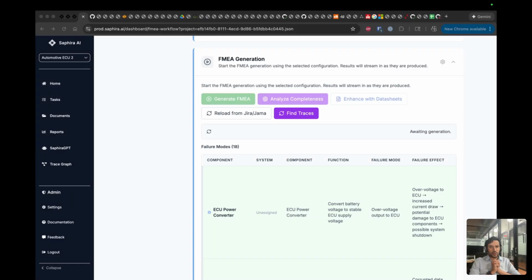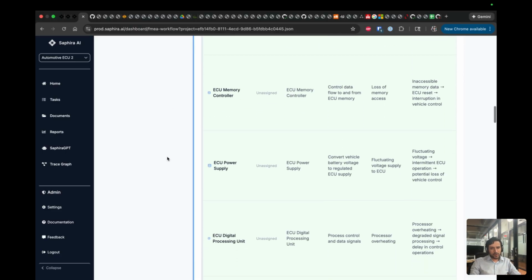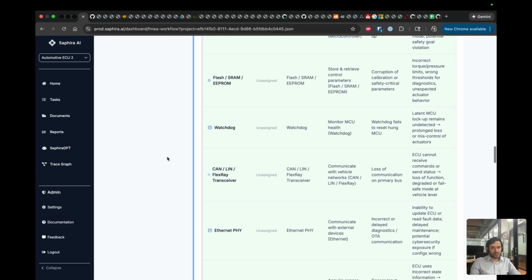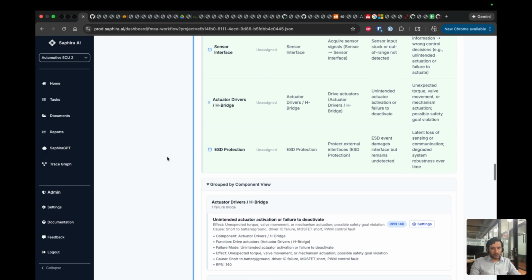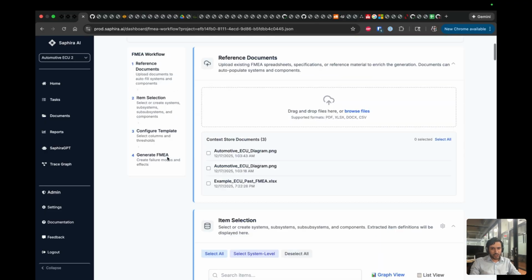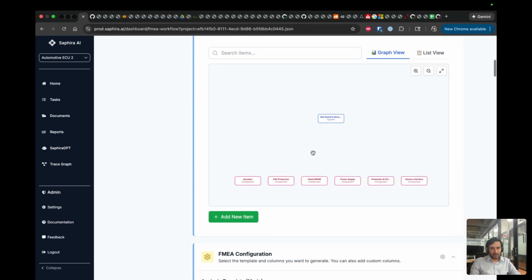Hello. On the last video, we dug into some of the completeness analysis for an FMEA. Today, we're going to try to do some traceability generation. So we've already generated a number of failure modes for the system level of our item, which is the automotive ECU that we have modeled right here.